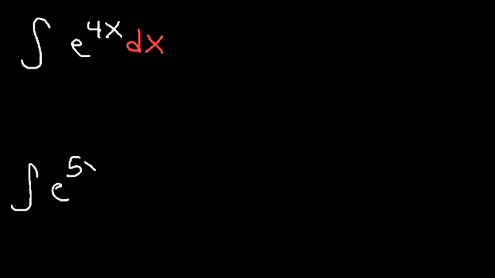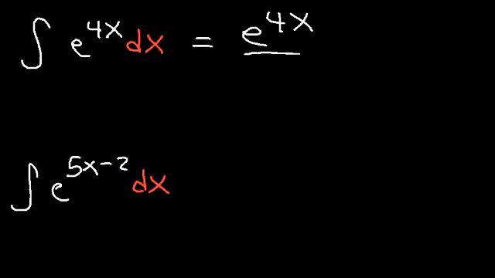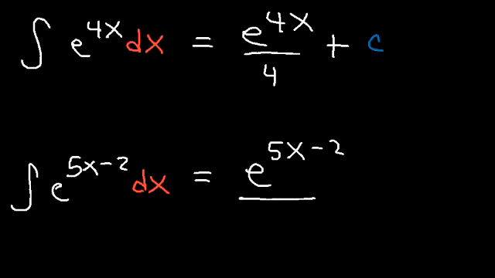So go ahead and try these. Find the antiderivative of e to the 4x dx, and also e to the 5x minus 2 dx. So for the first one, it's going to be the same thing, e to the 4x divided by the derivative of 4x, which is 4, and then plus the constant of integration. For the next one, it's going to be e to the 5x minus 2 divided by the derivative of 5x minus 2, which is 5, plus c.